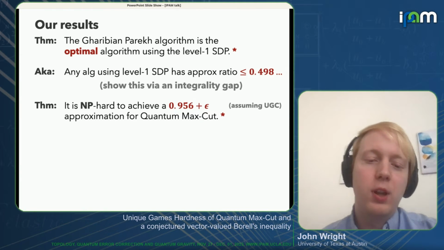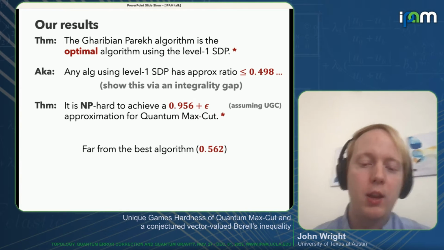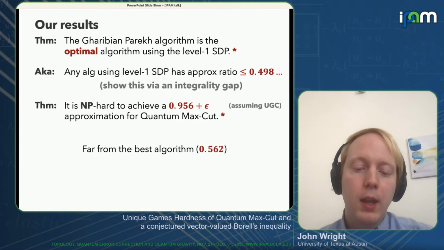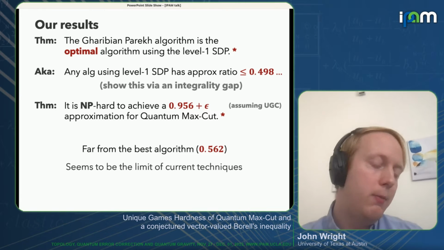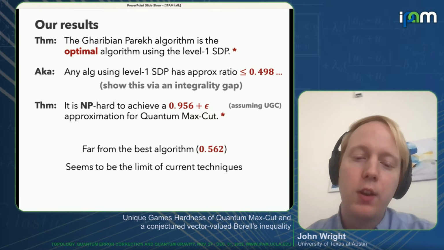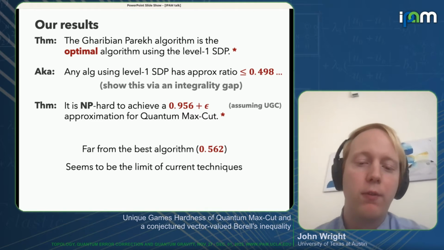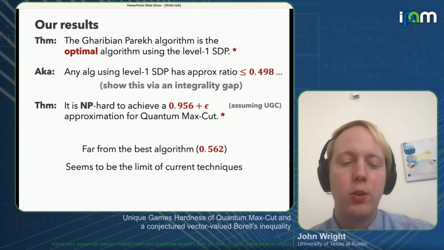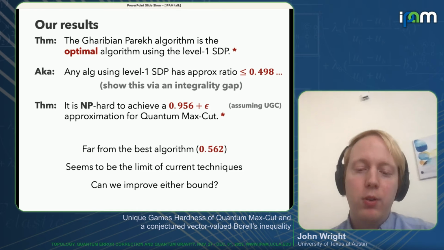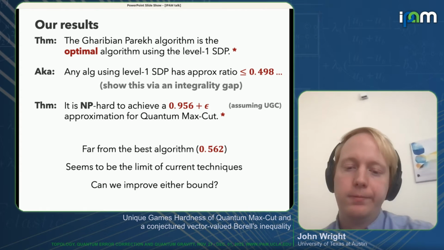Now, I will say that this bound, what we can show you can't achieve, 0.956, is far from what we know that you can achieve, 0.562. So this is a recent algorithm of Lee. And our result seems to be the limit of current techniques. So I think we really pushed the limits of NP hardness techniques to get this 0.956. So I think we're going to need new ideas to bring down this hardness even further. But it should be possible. I don't know how to do it. And I think a great open question is, can we improve either bound? Can we design a better approximation algorithm, or can we design a better NP hardness?